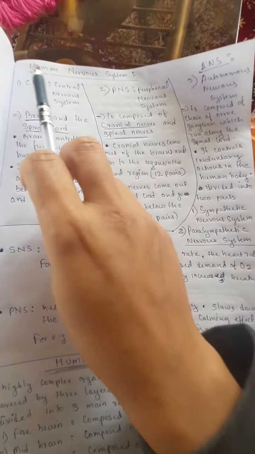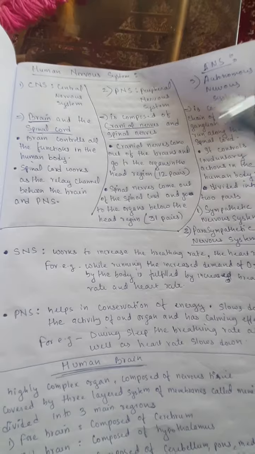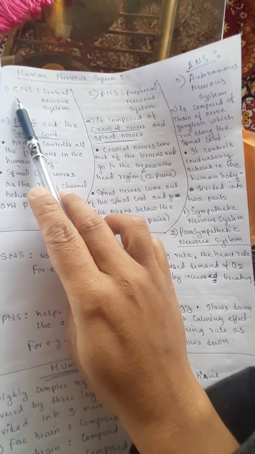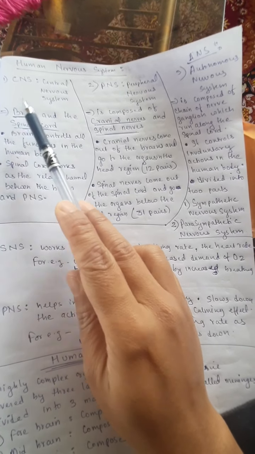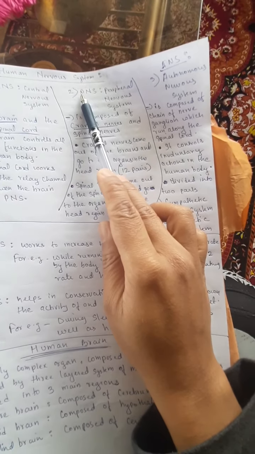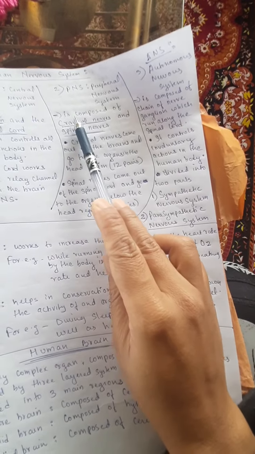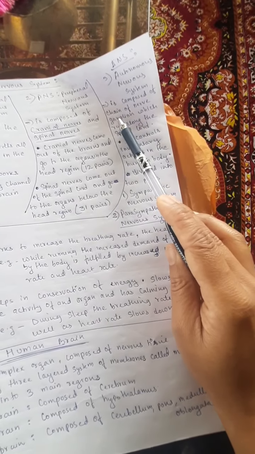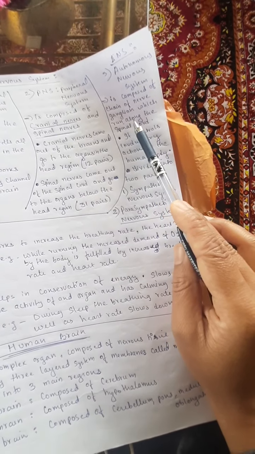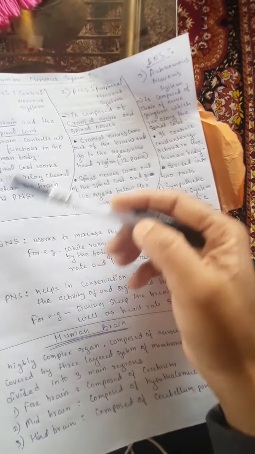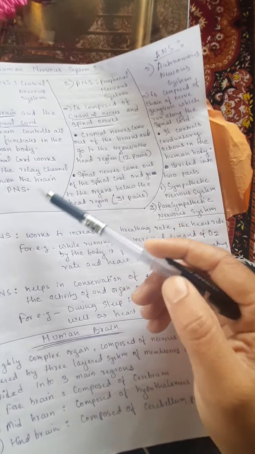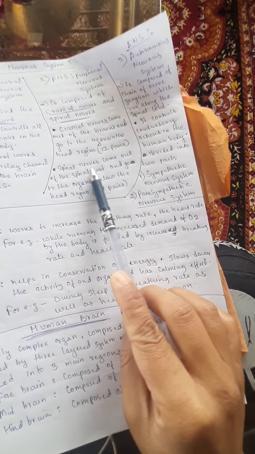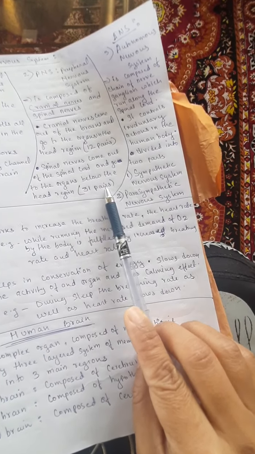Our human nervous system consists of three types of nervous system. The central nervous system, which comprises the brain and spinal cord. The peripheral nervous system, which is composed of cranial nerves and spinal nerves. The autonomous nervous system, which is composed of a chain of nerves which run along the spinal cord. And you all know the function of the brain and spinal cord. And don't forget, cranial nerves are found in 12 pairs. Spinal nerves are found in 31 pairs.